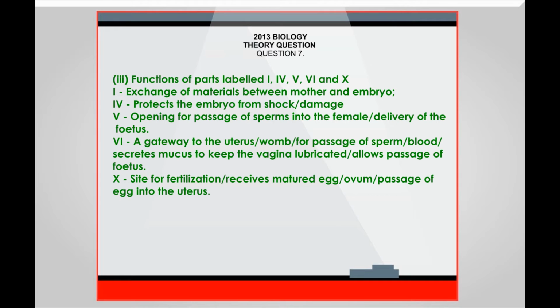I. Exchange of materials between mother and embryo. IV. Protects the embryo from shock/damage. V. Opening for passage of sperms into the female/delivery of the fetus. VI. A gateway to the uterus, womb, for passage of sperm, blood, secretions.